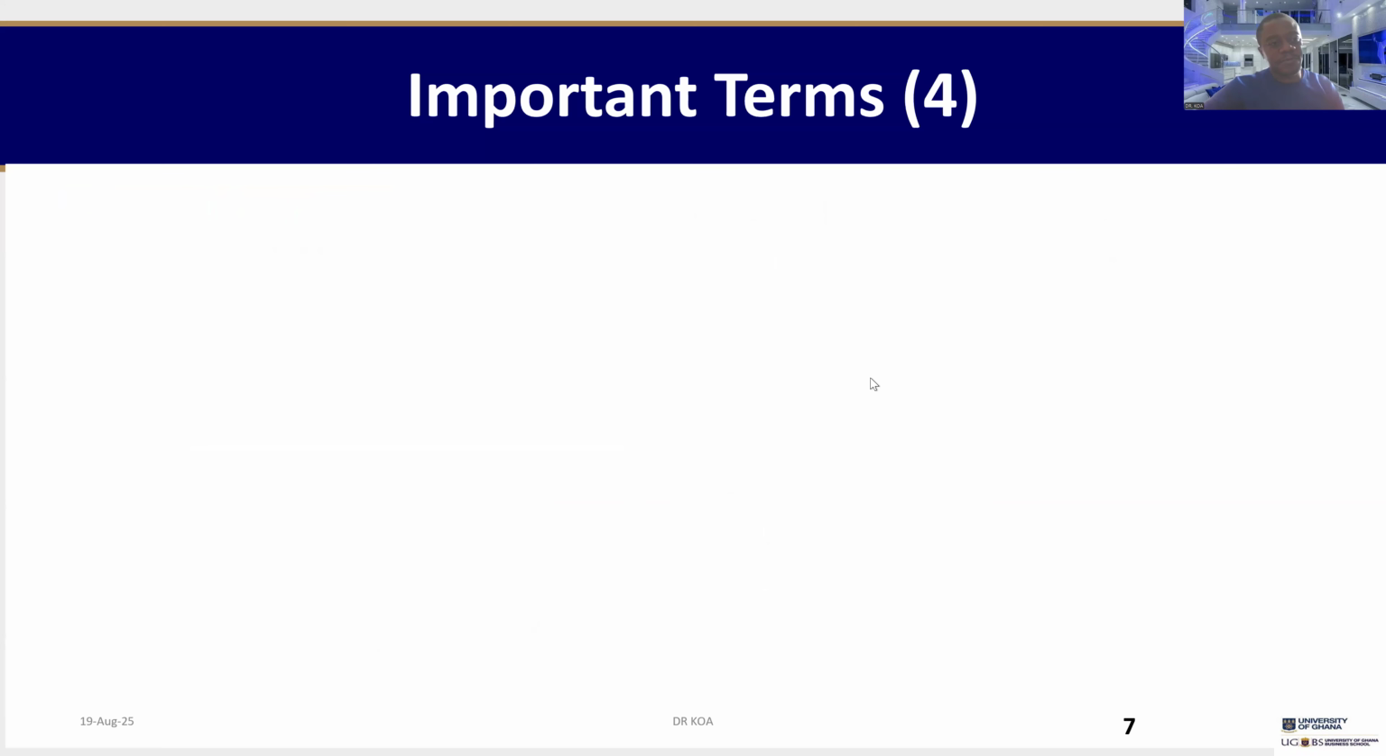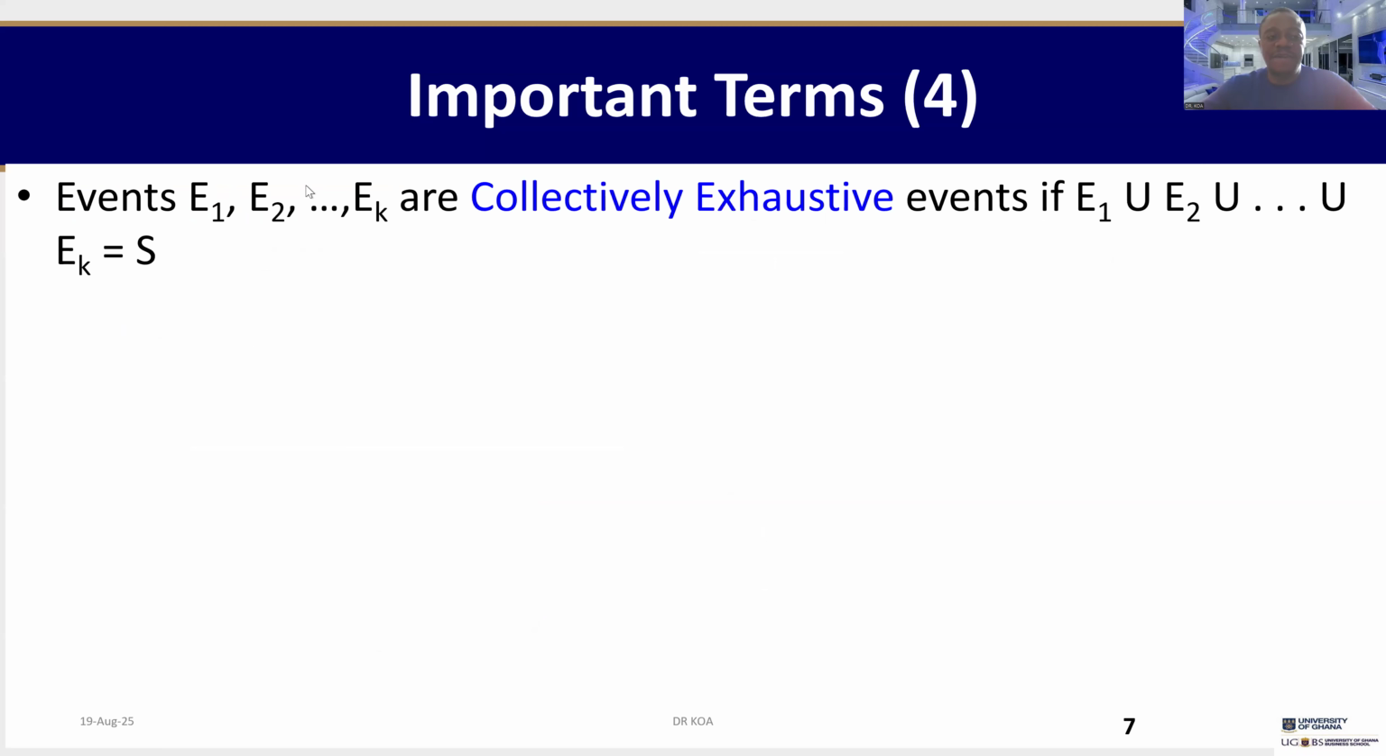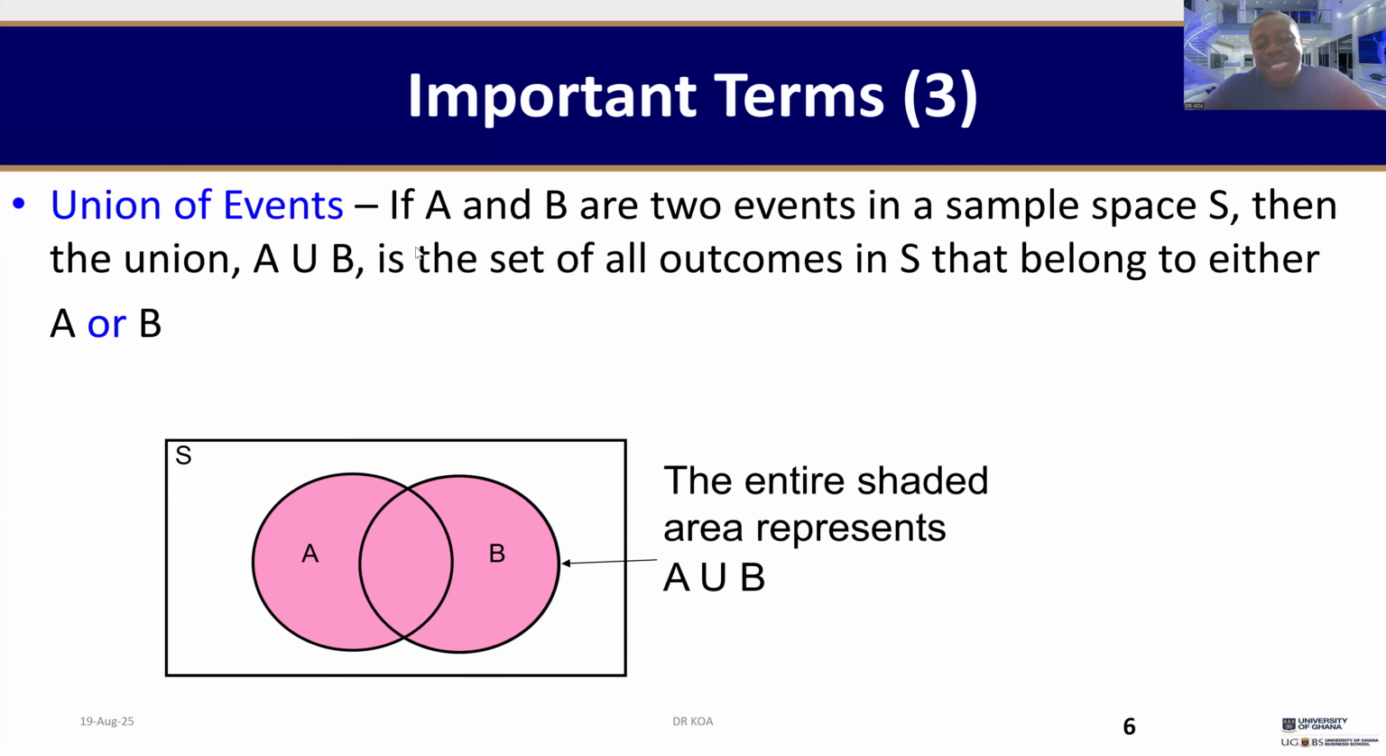So let's take an event. Event 1, event 2, event 3, all the way up to event K. All of these events are said to be collectively exhaustive events. Another word, collectively exhaustive. What does that mean? It means that event 1 union event 2 union event 3, all the way up to event K, make up the set.